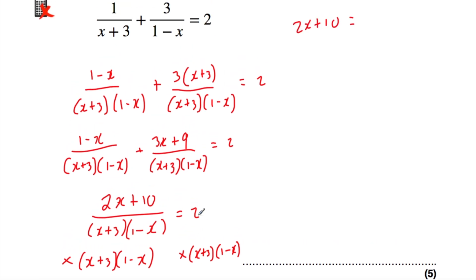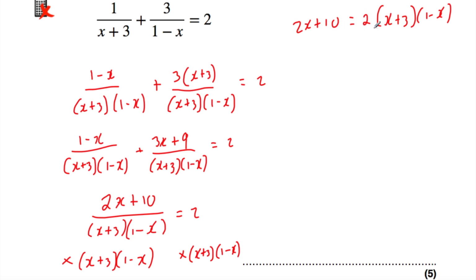And then on the right-hand side we had 2, and we're multiplying it by x plus 3 and 1 minus x. So we're going to have our 2, and then in brackets x plus 3 and 1 minus x. So we've got our 2 there, and we're multiplying it by what the denominator was. Okay, so now we want to solve this equation. There's a few different things we can do at this point. One thing we could do is expand the 2 brackets, then get the answer and times it by 2, and then work and solve the equation.